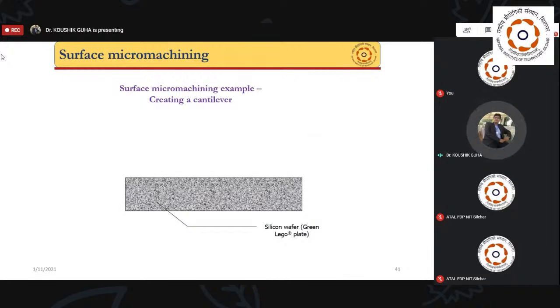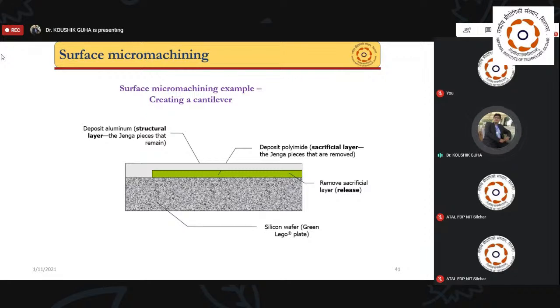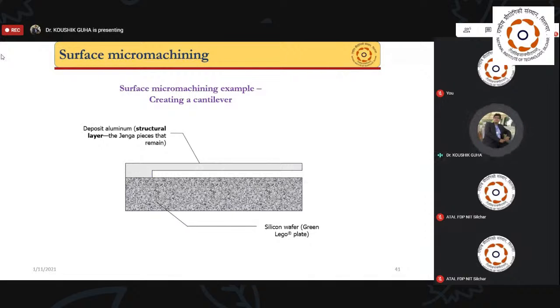In contrast with bulk micromachining, for a surface micromachining example, I want to create a cantilever. I take the substrate again and deposit a polyimide layer, the green band. Now you can etch part of the layer, and then deposit an aluminum layer. Now we can remove the green layer, which is called the sacrificial layer. This process is called the releasing process. After releasing, it looks like a freestanding architecture. This freestanding beam is called the cantilever, a very popular beam in MEMS design.